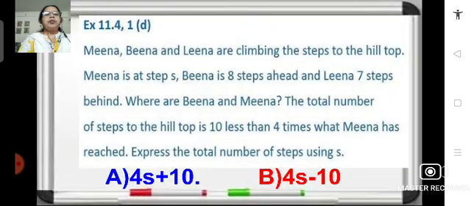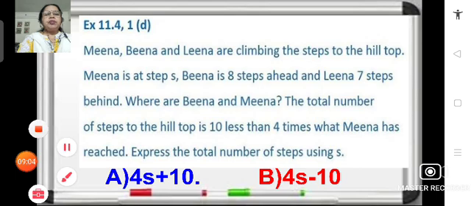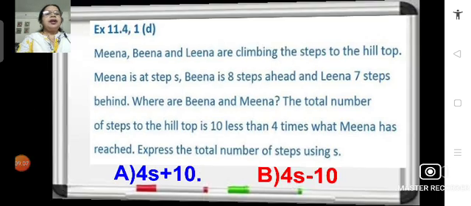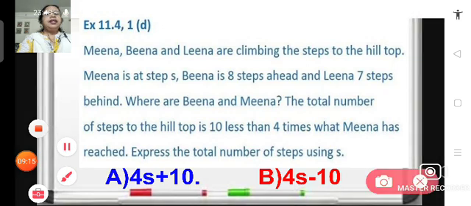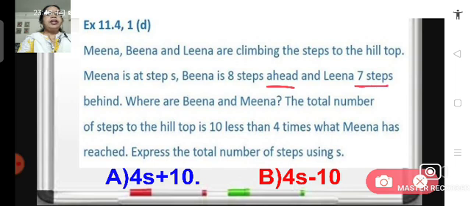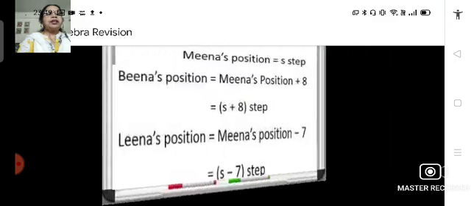Let's move on to the next problem. This problem has been taken from exercise 11.4. This is an important problem. Children, you have to concentrate on such problems more. Meena, Beena and Leena are climbing the steps to the hilltop. Meena is at step S, Beena is 8 steps ahead and Leena is 7 steps behind. Where are Beena and Leena? The total number of steps to the hilltop is 10 less than 4 times what Meena has reached. Express the total number of steps in terms of S. So we'll solve this problem and then come back to the solution.